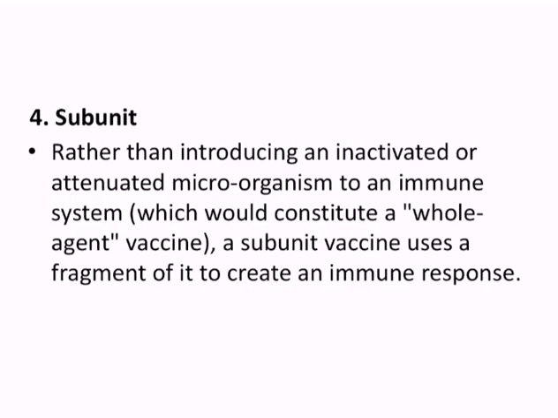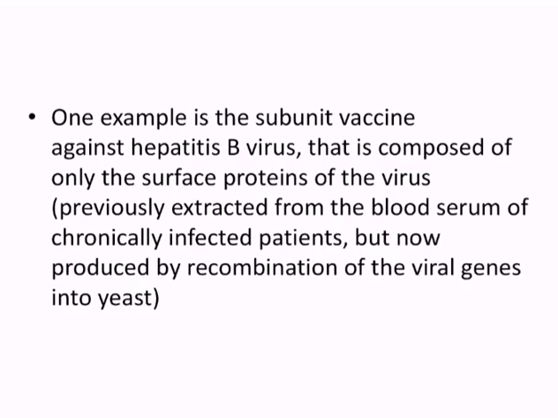النوع الرابع subunit. Rather than introducing an inactivated or attenuated microorganism to the immune system, which would constitute a whole-agent vaccine, a subunit vaccine uses a fragment of it to create an immune response. يعني subunit vaccine بيشيل fragment من الميكروorganism، وبعد ذاك بيعملوا له vaccination عشان هو يحفز الـ immune response. One example is the subunit vaccine against hepatitis B virus that is composed of only the surface protein of the virus. يعني شالوا بس surface protein بتاع الفيروس بعد ذاك عملوه في الصورة بتاعة vaccine.